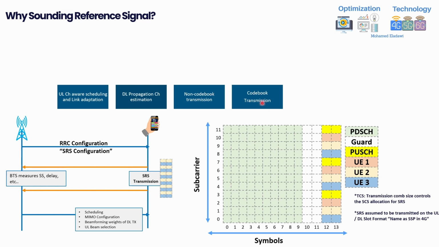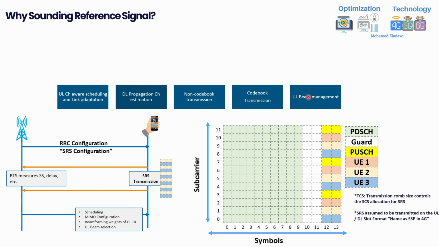The codebook is assuming there is no channel reciprocity. In this case, the BTS needs to calculate the weight itself, the weight for the PUSCH. However, it's just using the SRS ports to be used by the PUSCH. This is the main purpose of this part.